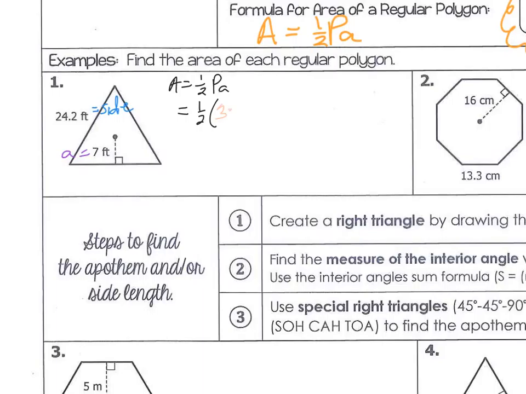And then my side length is 24.2 feet, and then times our apothem, which is 7 feet. So then you're going to take out your handy dandy calculator, and on your calculator you're going to do the perimeter first. So take your calculator out, and I want you to take 3 times 24.2, let's get the right numbers in there, and then multiply it by the 7.